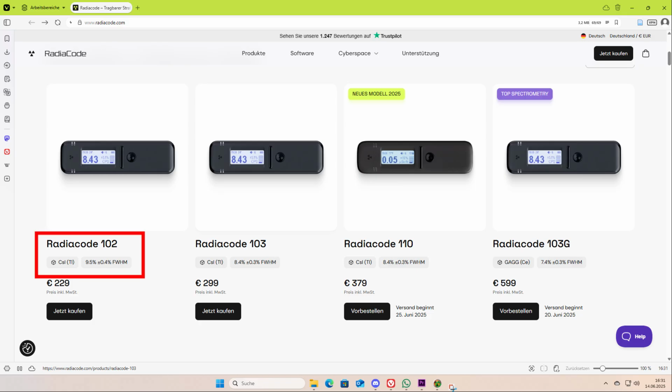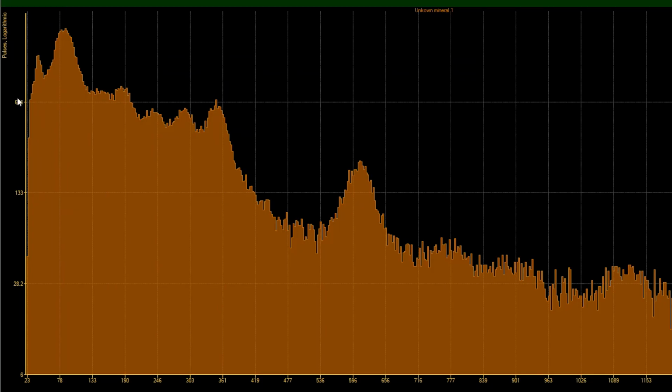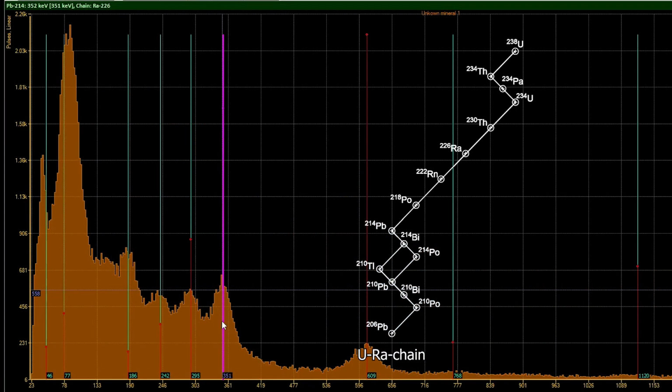The Radiacode 102 has a full width half maximum of 9.5%. For the Radiacode 103, it's 8.4%, and for the 103G, it's 7.4%, but the 103G no longer has cesium iodide, but GAGG. The smaller the half width, the easier it is possible to distinguish between closely spaced peaks, and in general to measure more accurately. This is also the biggest criticism of Radiacode, as other companies achieve a smaller half width with the same cesium iodide crystal.